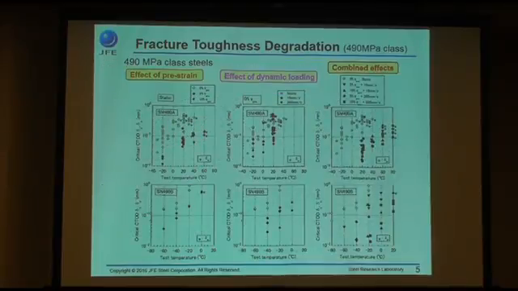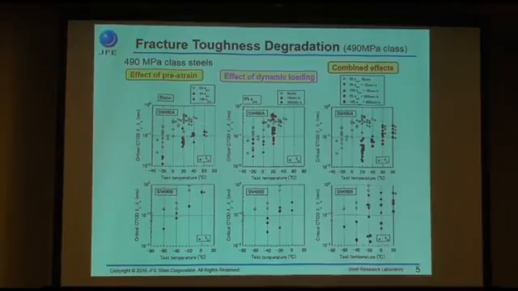And these are the experimental results. A little bit complicated, so I will not explain the details. However, this is the result for 490 megapascal class steel. The top 3 are SM490A, and the bottom one is SN490B.